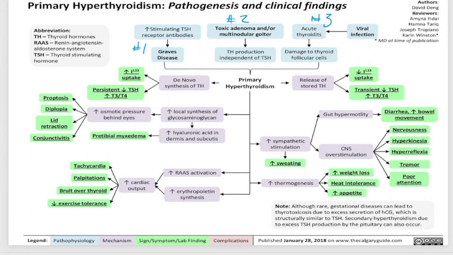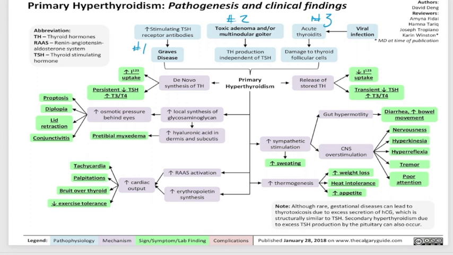You can have a bruit over the thyroid gland, and you're going to have decreased exercise tolerance just because of cardiac issues, cardiac output issues. You will also have diarrhea and increased bowel movements. We call this hyperdefecation. You will get nervousness, hyperkinesia, hyperreflexia, tremors, poor attention. You will have increased weight loss, and usually this is one of the hallmark signs that we get. You're going to be heat intolerant, and you're going to have increased appetite, but you will be losing weight.